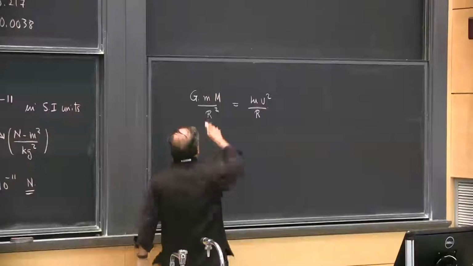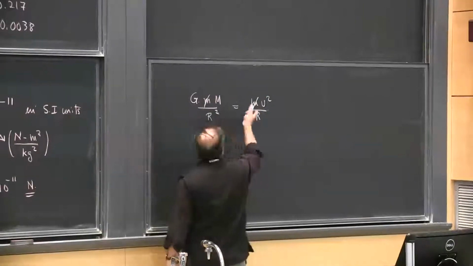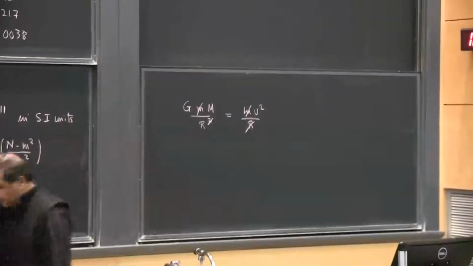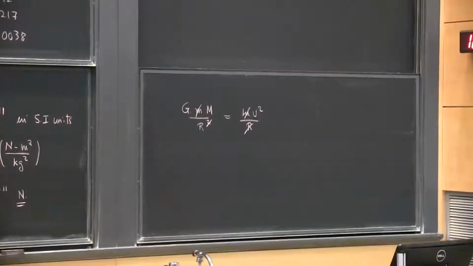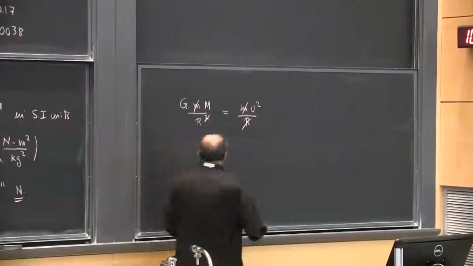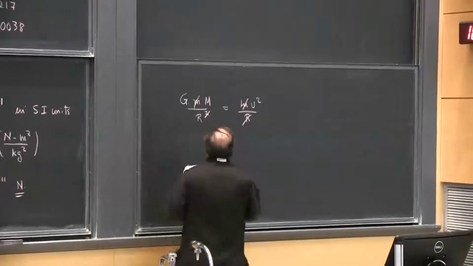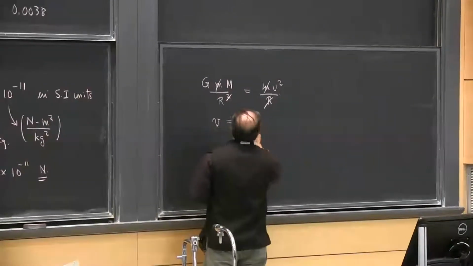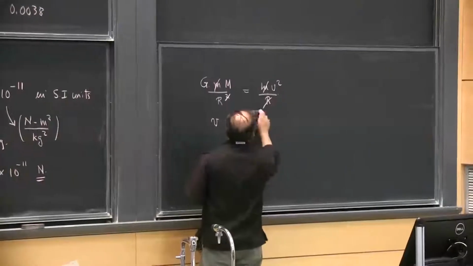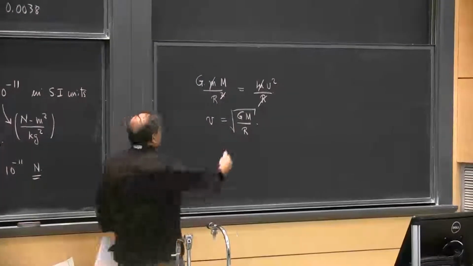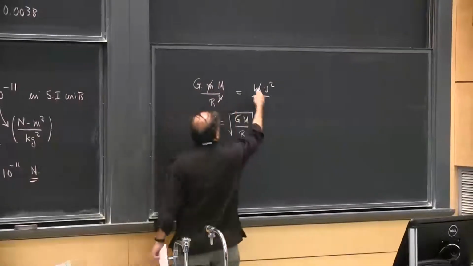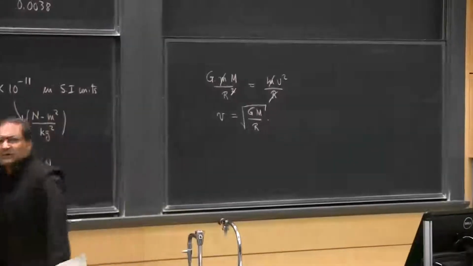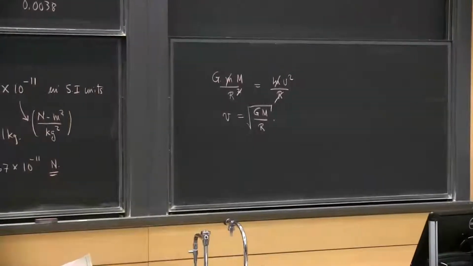So now I can cancel out the m, because that m is not 0. I can also get rid of one of the r's, dividing both sides by r. So now I'm left with GM over r equals v squared. I can immediately compute an expression for v, the speed: v is the square root of GM over r. Since we are talking speed, we don't really care about the sign at this point.